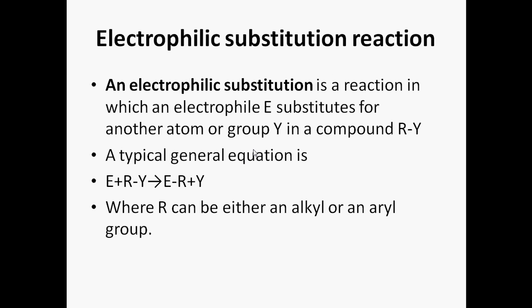Now the second type of reaction is the electrophilic substitution reaction. In electrophilic substitution reaction, electrophiles are involved. An electrophile is an electron deficient species. Since it is an electron deficient species, it will attack the electron rich part of the molecule. This is the general reaction. Here E represents the electrophile, and RY is the reactant molecule on which the electrophile will attack and it forms the final product. So this is the general reaction.